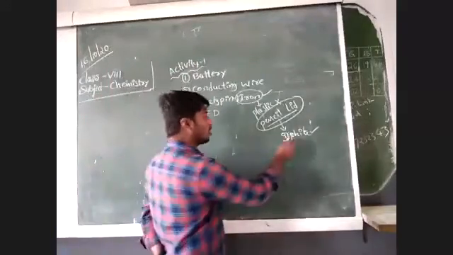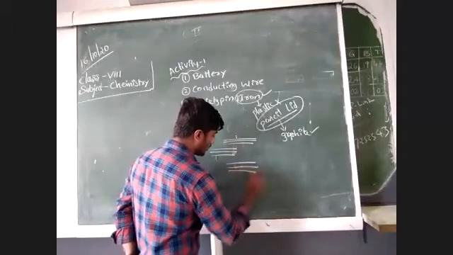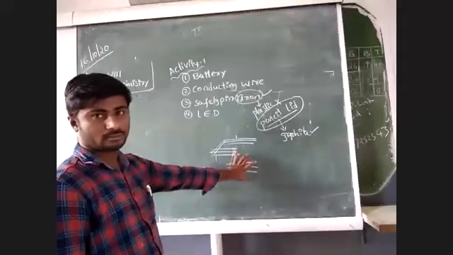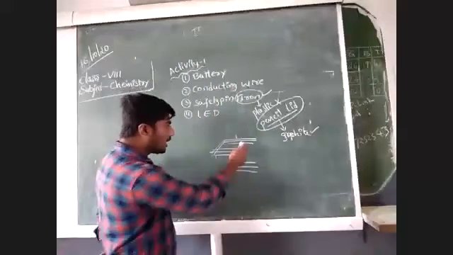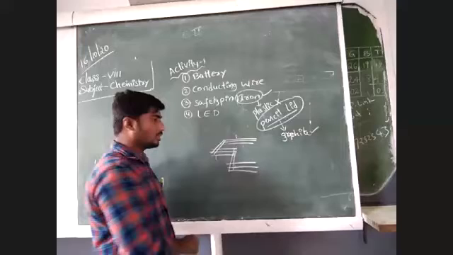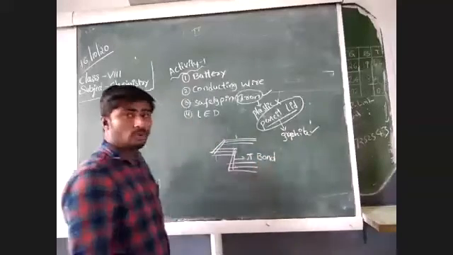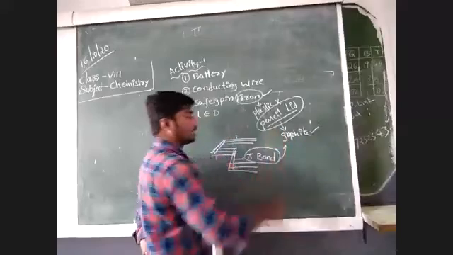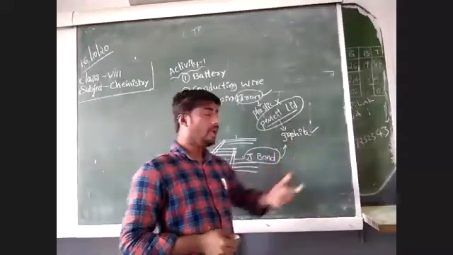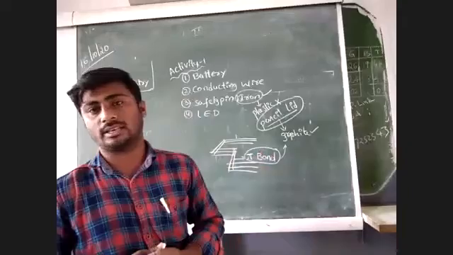If you observe the structure of graphite, here is the structure. These are the layers of graphite. Between the layers we have pi bonds, which you learned in your 10th class. The pi bond is the reason for conducting electricity. Because of the pi bonds between the layers, graphite conducts electricity. Is it clear, everyone?